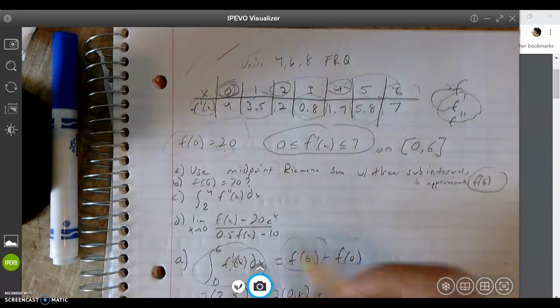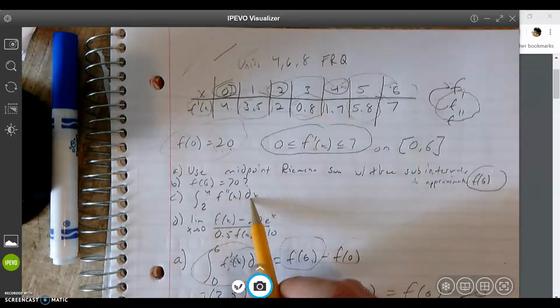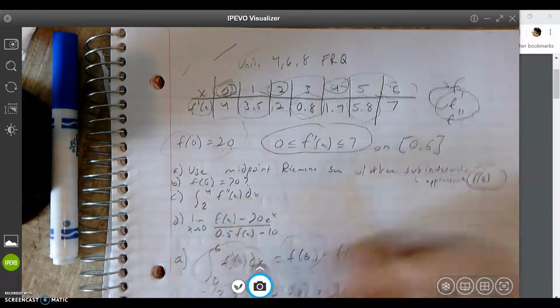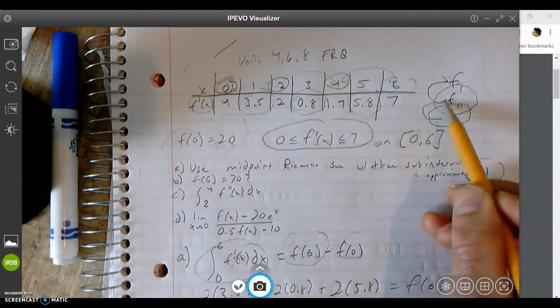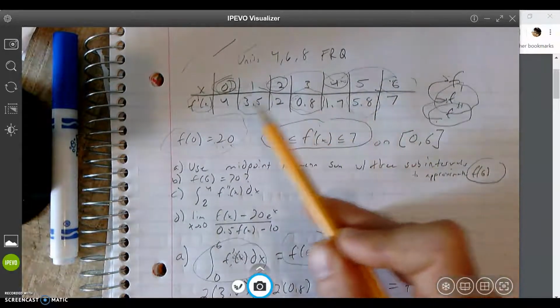All right, looking good. So I need to find the integral between 2 and 4 of f double prime of x dx. This looks weird because why would they have the second derivative? Well, if I'm finding the integral of the second derivative, that's the first derivative.